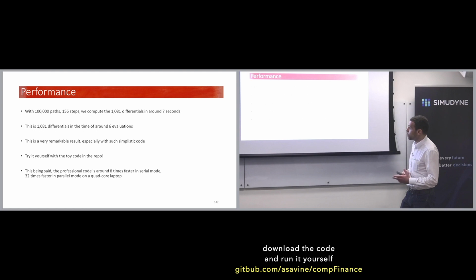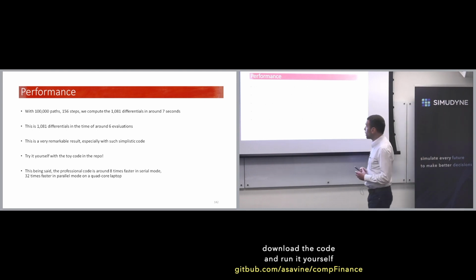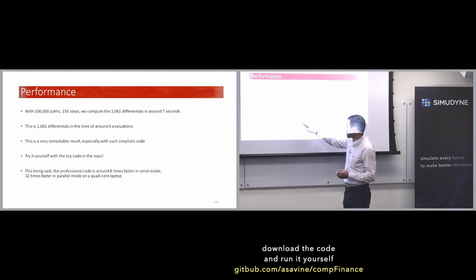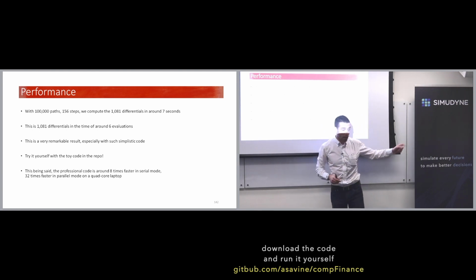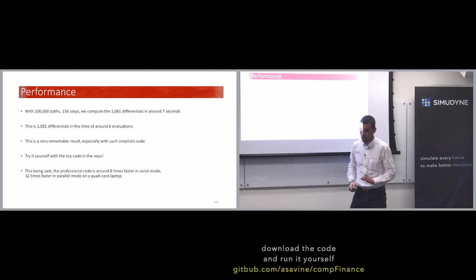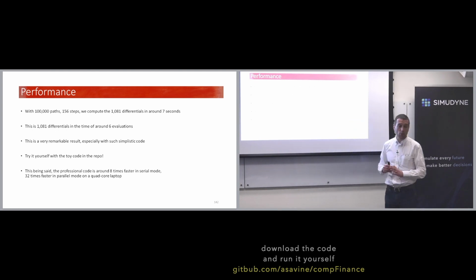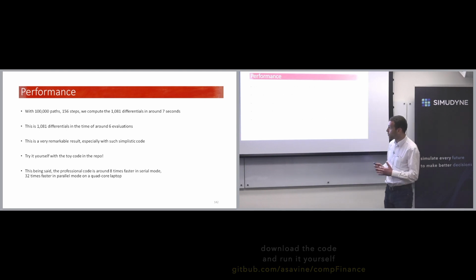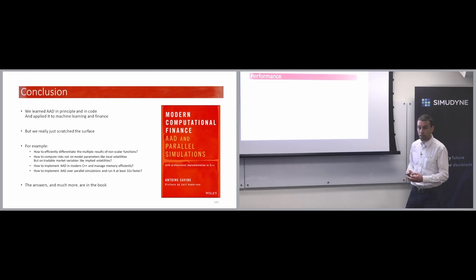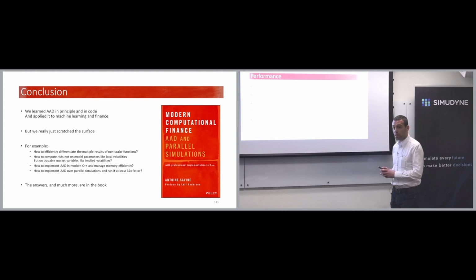This being said, if you compare to the professional code, it is 8 times faster in serial mode. So in parallel mode on this little laptop, it's 2 times faster. So there is still scope to do it a lot better. But still, most of the benefits of AAD you get even with such a simplistic code.